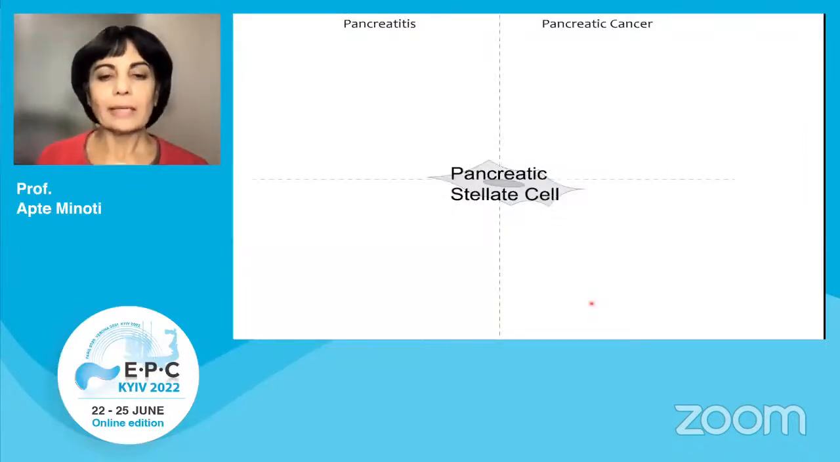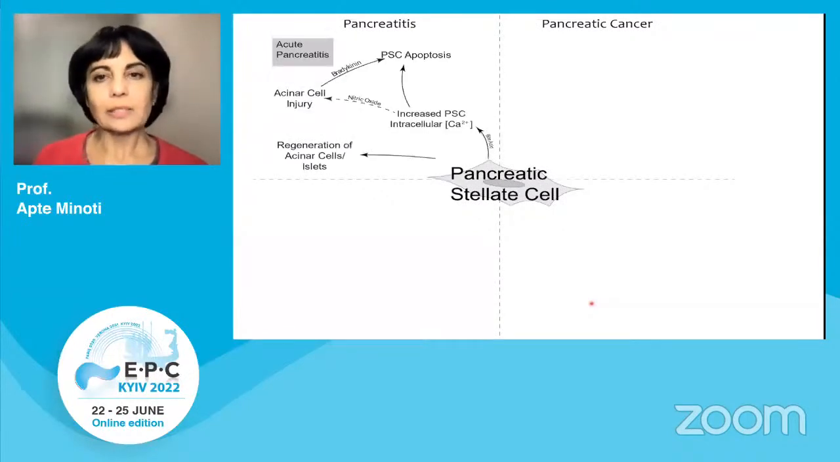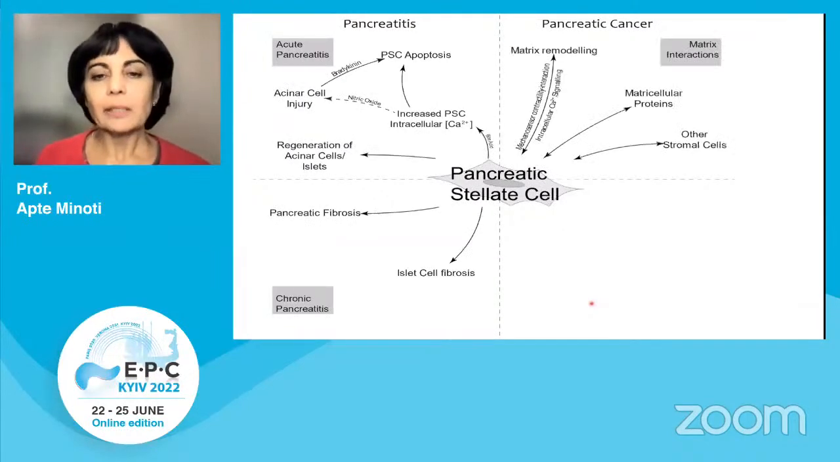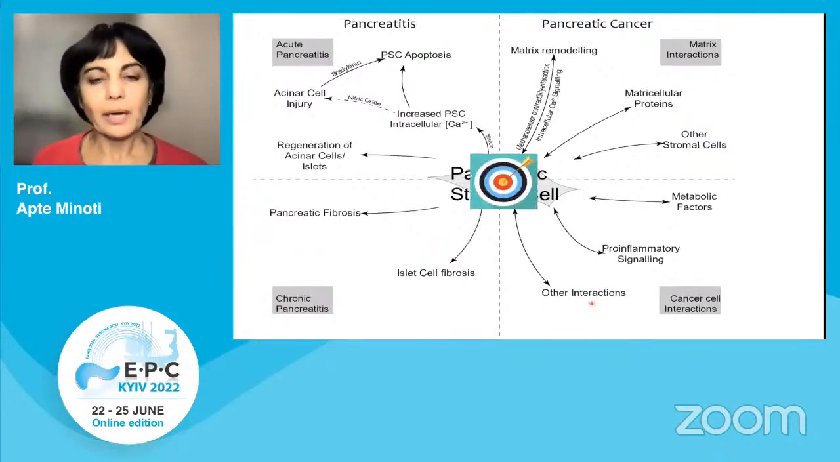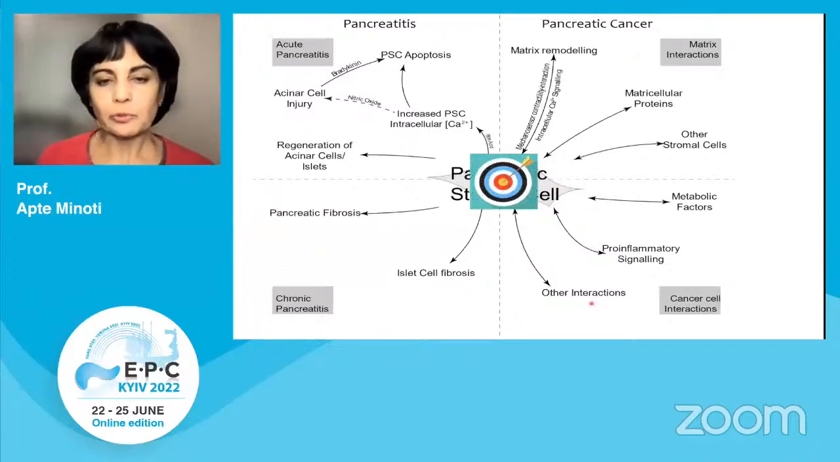So all in all, pancreatic stellate cells play a major role in pancreatitis as well as pancreatic cancer via many pathways that are increasingly characterized. And this might suggest to us that specifically targeting certain pathways may be a beneficial exercise to develop novel therapeutic approaches in these diseases.